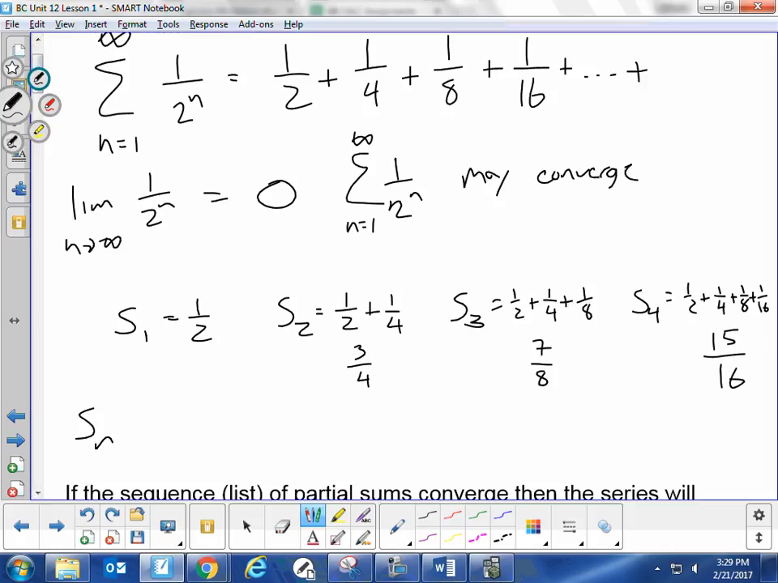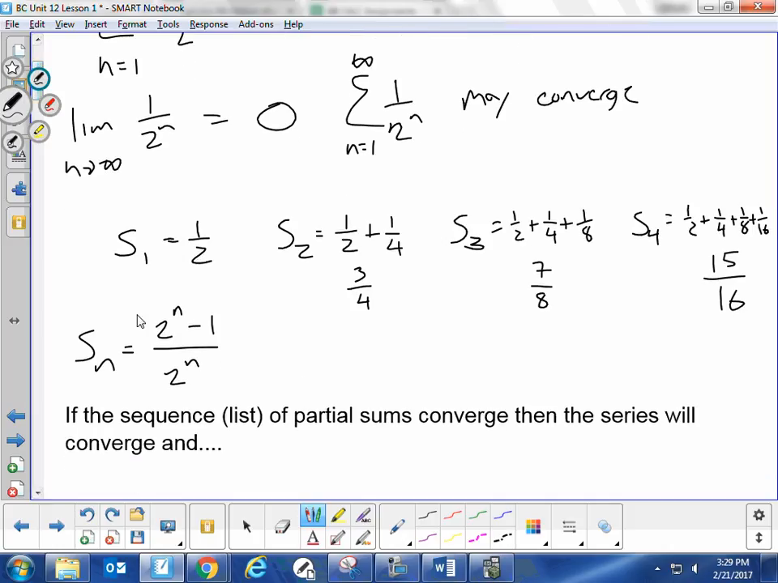I can say S sub n, and I can write this as an expression. This is 2 to the n in the denominator, and in the numerator, it ends up being 2 to the n minus 1. So if you think about it, the first term would be 2 minus 1, that's 1 over 2. The second partial sum would be 4 minus 1, it's 3 over 4. Okay, this would be the nth partial sum. Well, if this is going to converge to a value, the series will converge, and we will be able to find what it converges to.